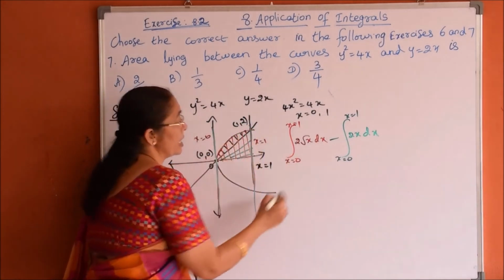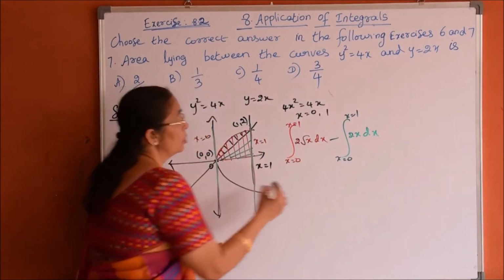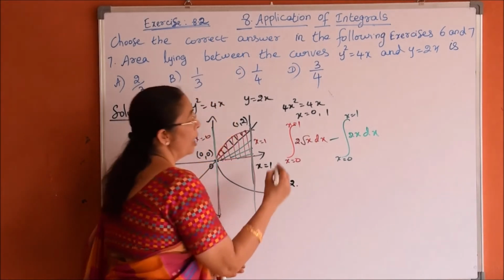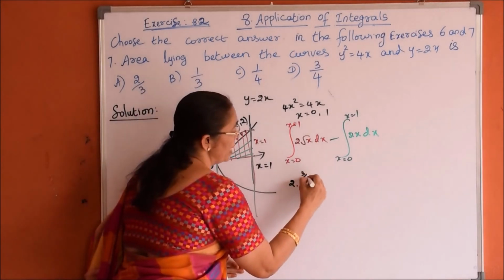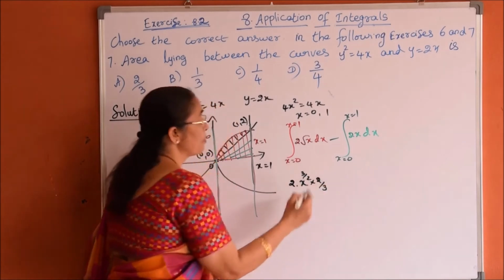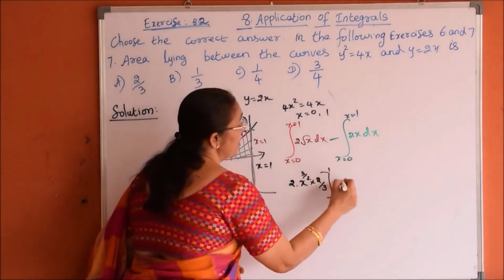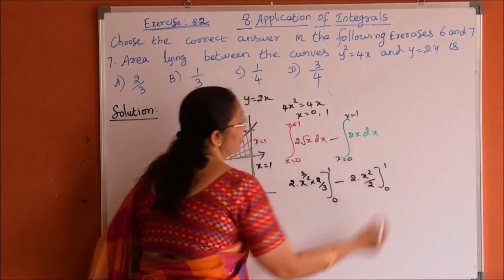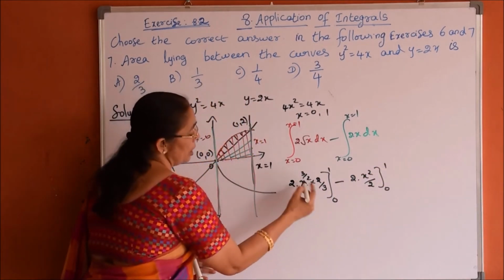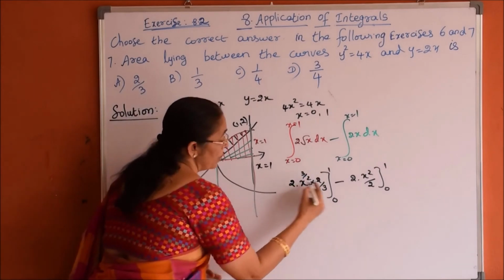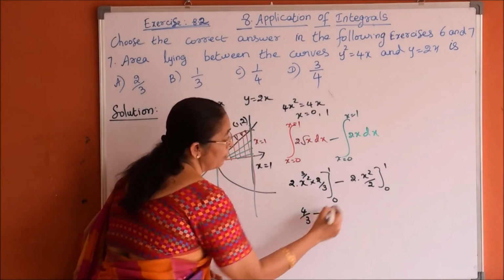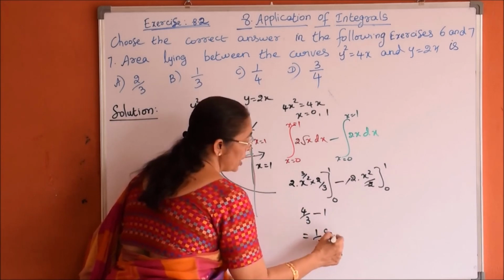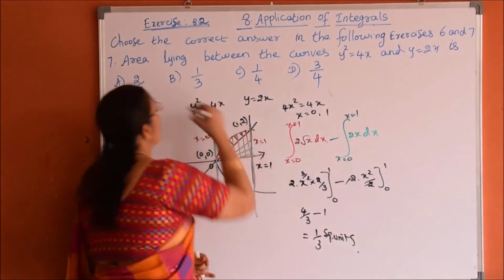So now the first one, 2 into root x integration is x to the power of half, no? So x to the power of 3 by 2 into 2 by 3. The limits are from 0 to 1, minus 2 into x square by 2. The limits are from 0 to 1. So here the upper limit is 1. So 4 by 3 minus 1, which is nothing but 1 by 3 square units. So which option? Option B.